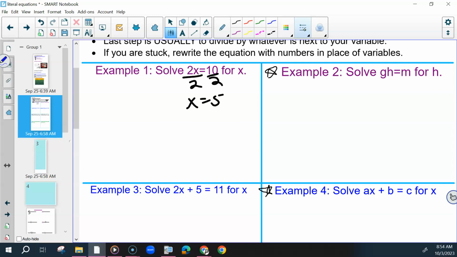But now if we had something like example 2, where we have nothing but variables and we're trying to get h by itself, how would we get rid of g? Divide both sides by g. So very similar. The g's here are going to cancel. But m and g are not like terms, so you're just going to rewrite that. h equals m over g.